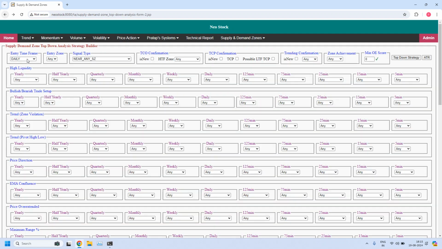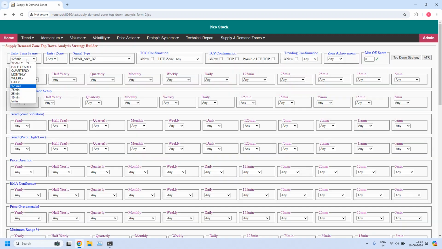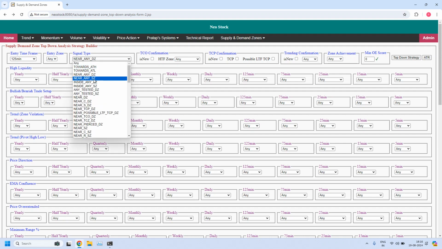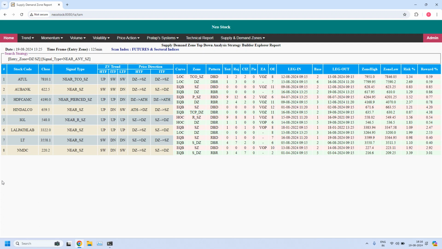Okay, the next time frame is 125 minutes. So let's find the stocks near 125 minutes demand zone. 10 stocks are filtered. And the next report for 125 minutes time frame, let us find the stocks near 125 minutes supply zone. 8 stocks are filtered.